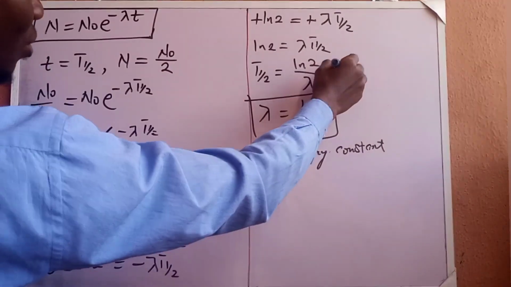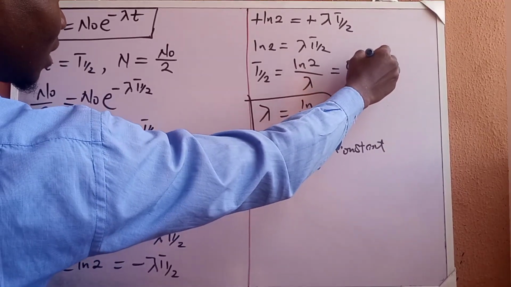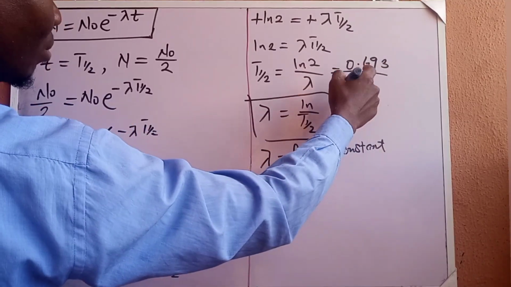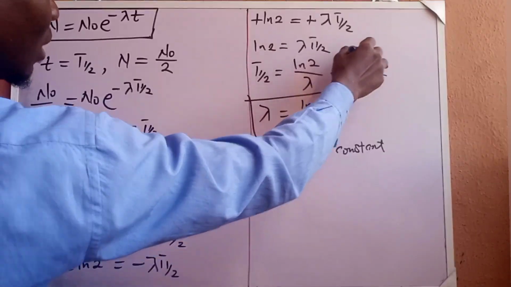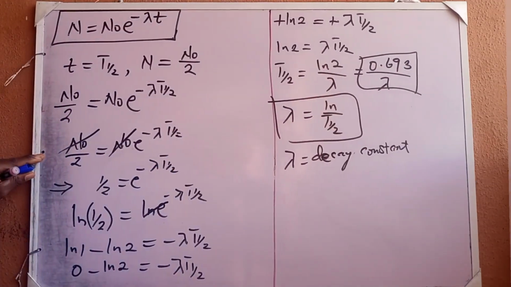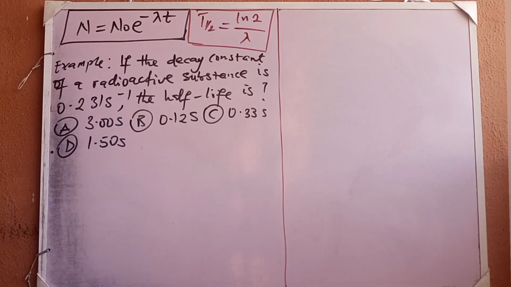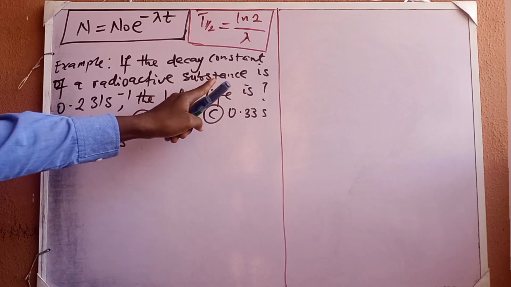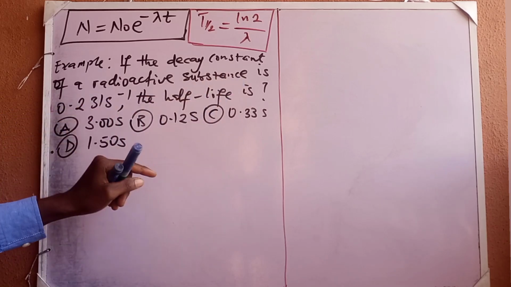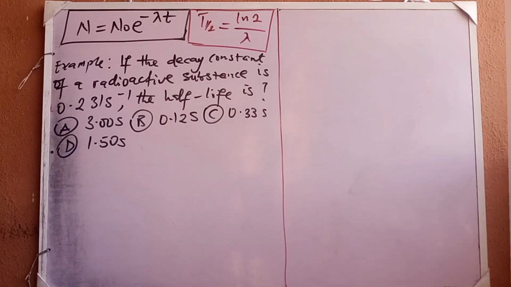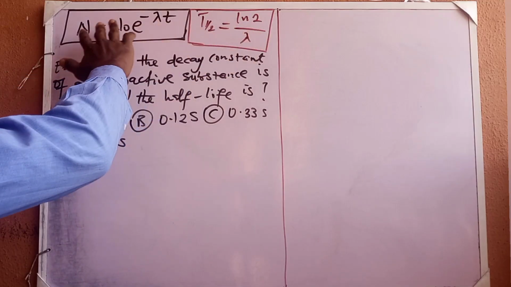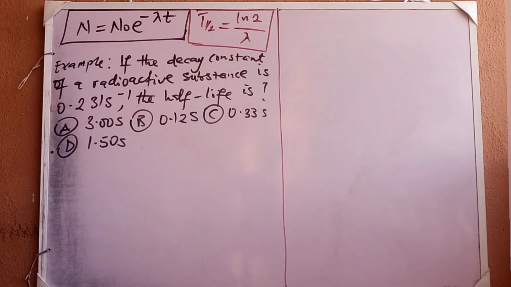Now remember that ln 2 is 0.693. So this is the same as 0.693 over lambda. So take note of these equations. We're going to use them to solve problems now. Let's look at this example here that we're given. This question says, if the decay constant of a radioactive substance is this value, the half-life is dash. So we have gotten these equations, beautiful equations that we're using to solve all these problems.